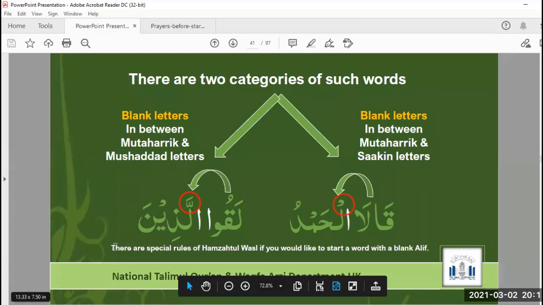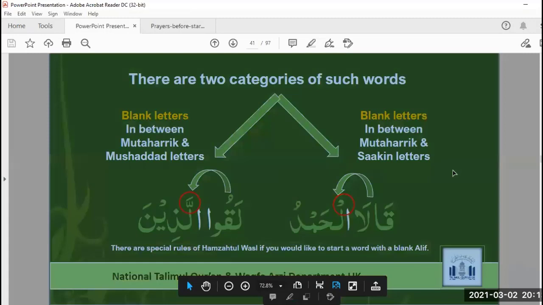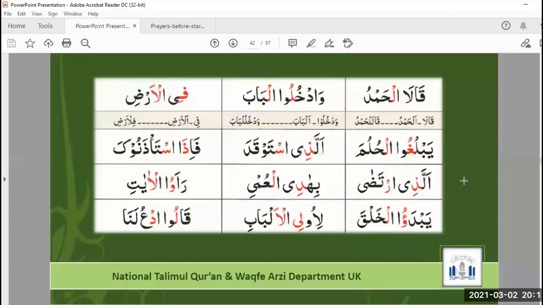When we revised last week, I said there are special rules with the Hamzatul Wasl. So inshallah ta'ala, today's lesson is about Hamzatul Wasl. Now I think we quickly do this: anyone can come forward to read this slide, so we know that everyone has understood perfectly.